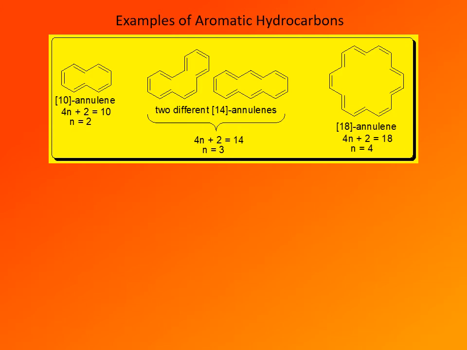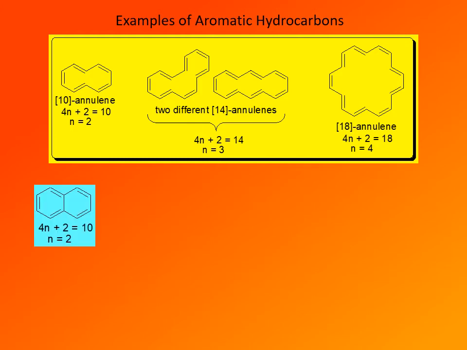There are two different [14]annulenes. We can refer to them as angular, the one on the left, and linear, the one on the right. 4n plus 2 equals 14, 7 double bonds, so 14 pi electrons. So that satisfies Hückel's rule for n equals 3. And then [18]annulene, again, if you do the calculation, it satisfies Hückel's rule for n equals 4. As these annulenes get larger and larger, they actually tend to twist more and more out of planarity. And so even though theoretically they are aromatic, they actually tend to be less and less aromatic.